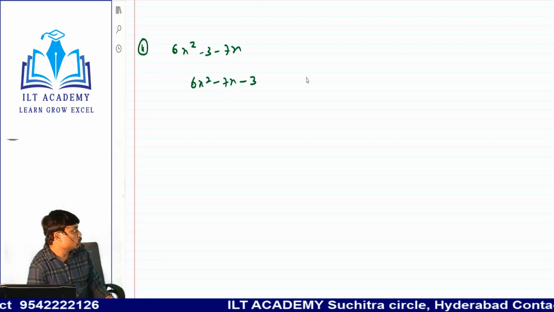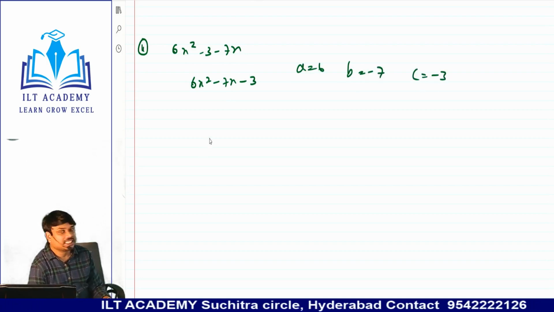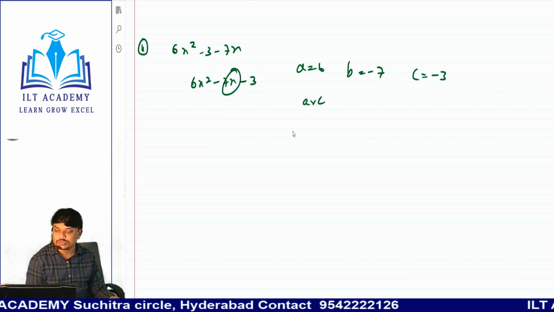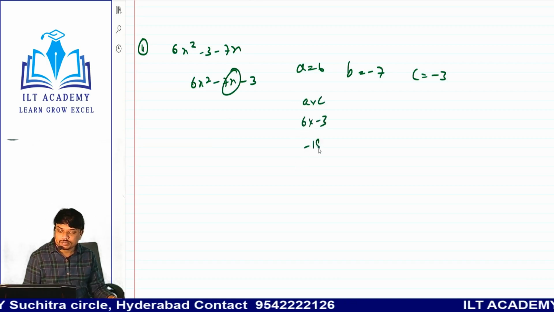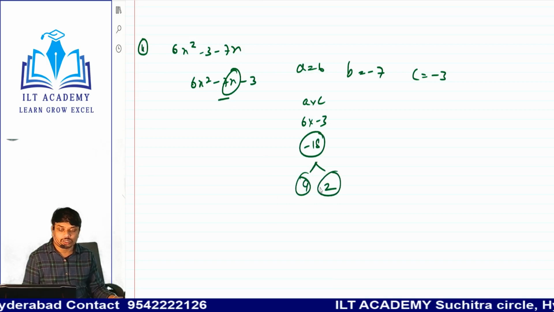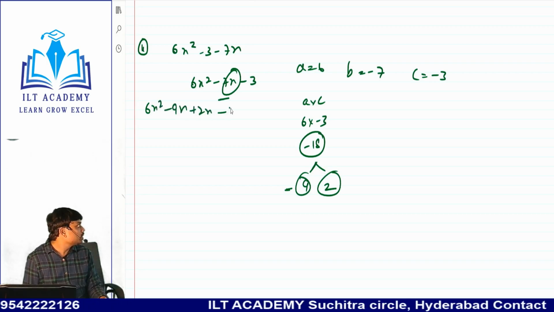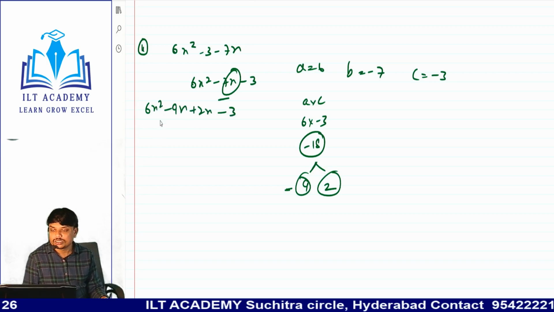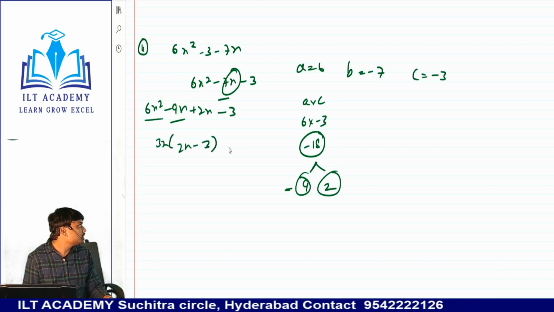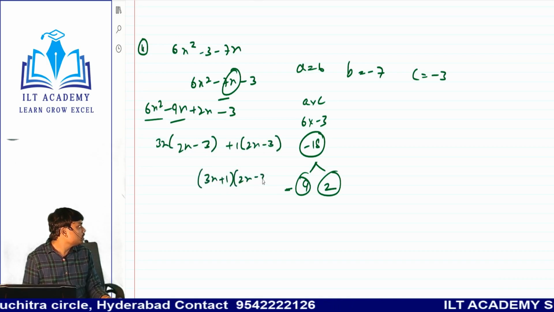Any doubts? So a value is 6. b value is minus 7. c value is minus 3. Now how to split minus 7x? a into c, which is how much? 6 into minus 3, which is minus 18. Now minus 18, to get 7, what can we do? 9 into 2 you can use. Minus 9 plus 2x. So 6x square minus 9x plus 2x minus 3. Clear? Any doubts? Now in 6x square and 9x, what can you take common? 3x. Then what remains? 2x minus 3, plus 1 if you take common. 2x minus 3. So 3x plus 1 into 2x minus 3.